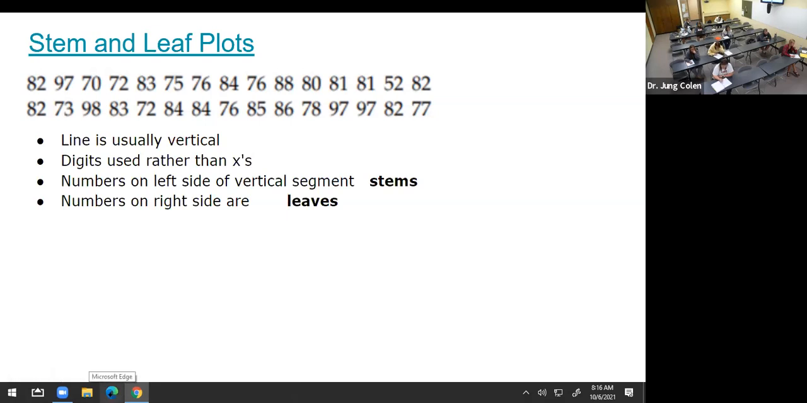You can reduce the number of data to show. It's so much easier for us to rearrange it. Okay? So the 10th digit can be your stem, and the 1st digit can be the leaf.